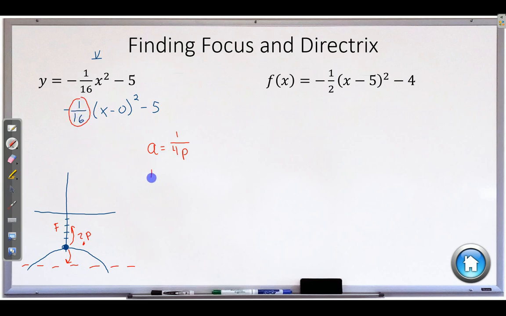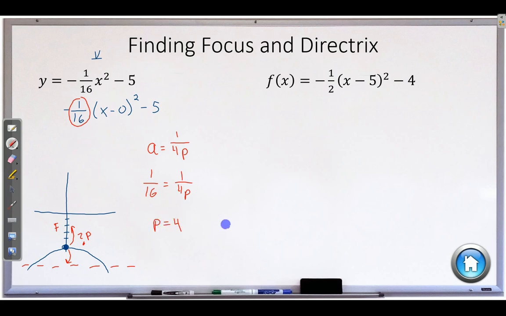A is 1/16 over 1 over 4p on the other side. Now, oftentimes you can just do this in your head. Like right now, I'm hoping we can see that the p value has to be 4. 4 times 4 gives us the 16 on the bottom. And so p is equal to 4.